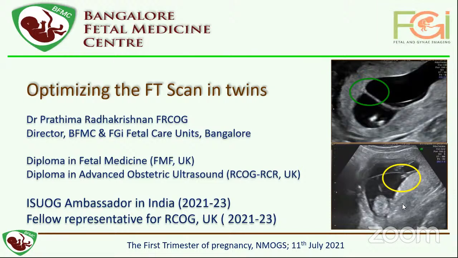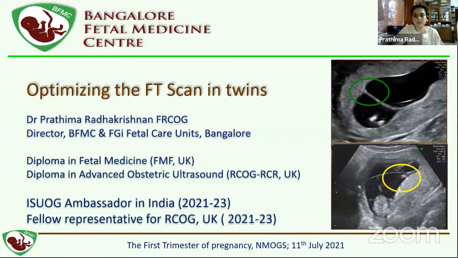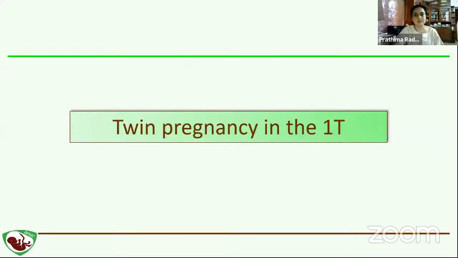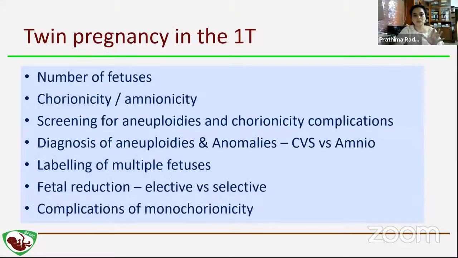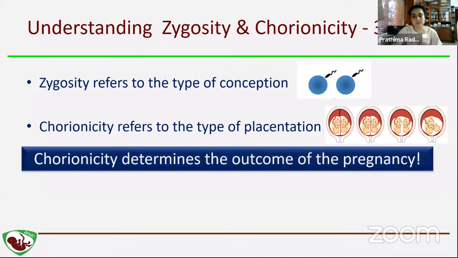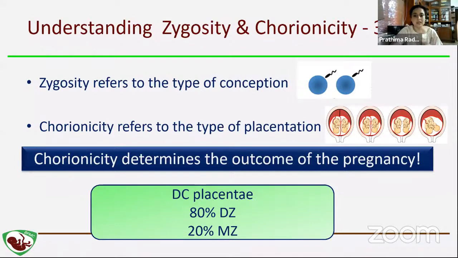Okay, thank you. So we're going to see how we're going to apply this to twin pregnancies. Now, coming to twin pregnancies, there are again a number of things that are very important to look for in the first trimester, and in this talk we are going to stick to these aspects of the first trimester in twin pregnancy. Now, we must understand that zygosity refers to the type of conception. There is a difference, and chorionicity is placentation. And on the ultrasound scan, what you're seeing is the chorionicity, and that is what determines the outcome of the pregnancy. I'm going to repeat this again and again.